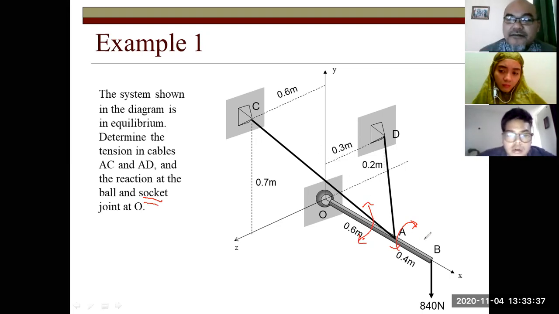But there are also ropes there, sir. Why? Yes? There are the ropes, sir. Won't it be pulled, sir? Yeah, no, I said disregard the rope first. Okay, just looking at the connection at O.